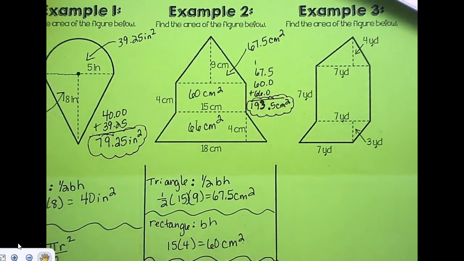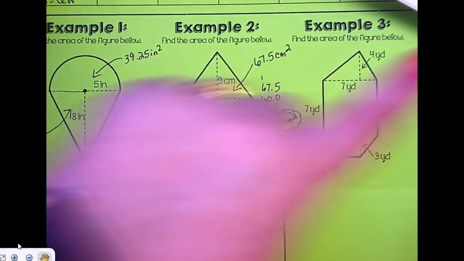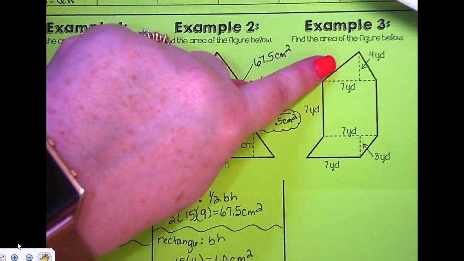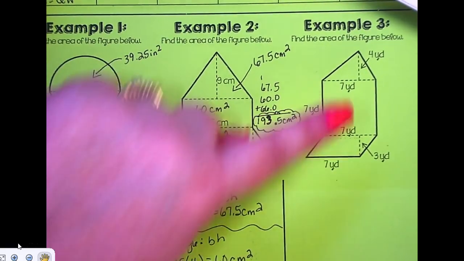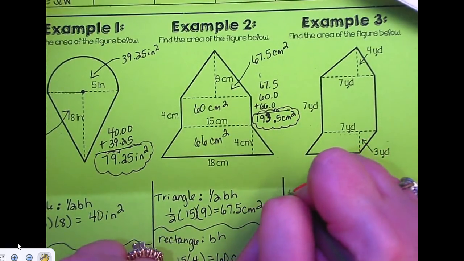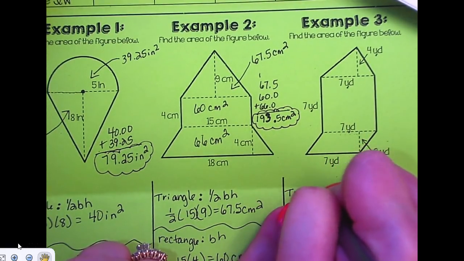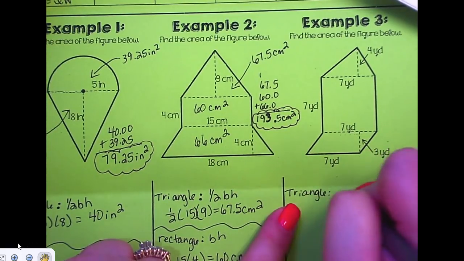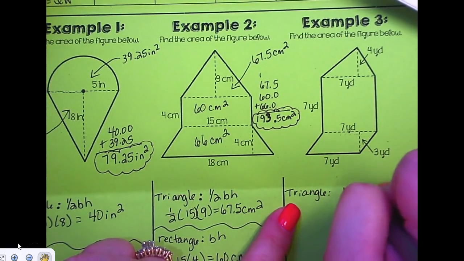All right, ready to go to example 3? What are the 3 shapes that we have in example 3? Shapes that we have in example 3. We have a triangle, a square, and a parallelogram. All right, so let's start. Triangle. One half of the base times the height.